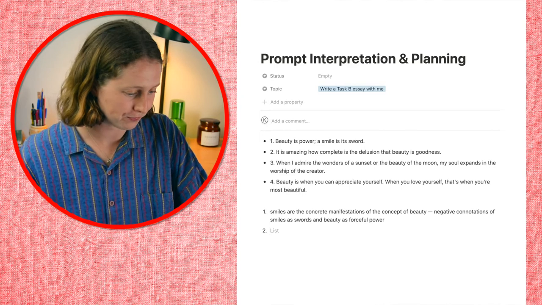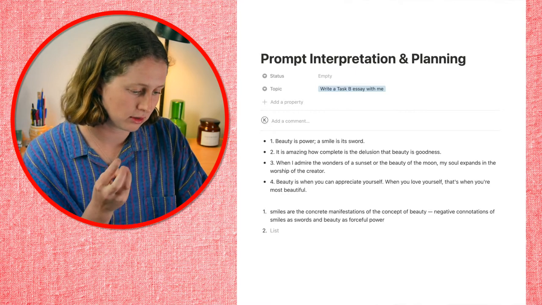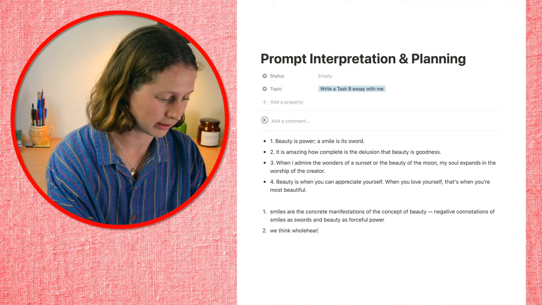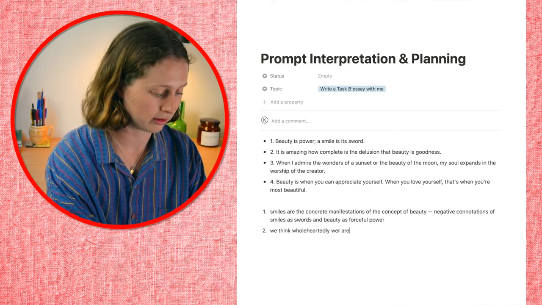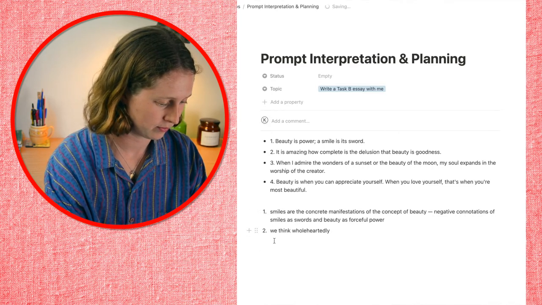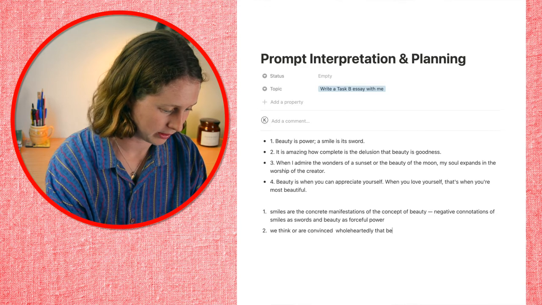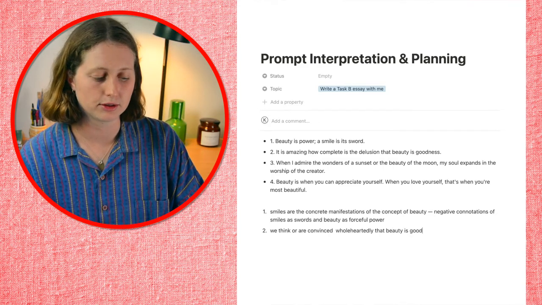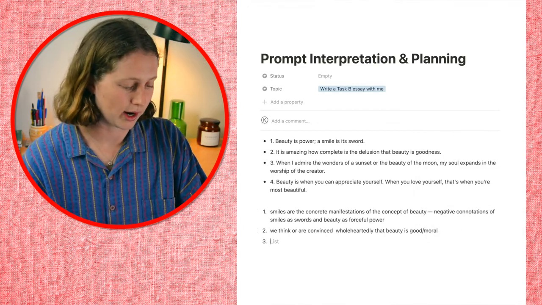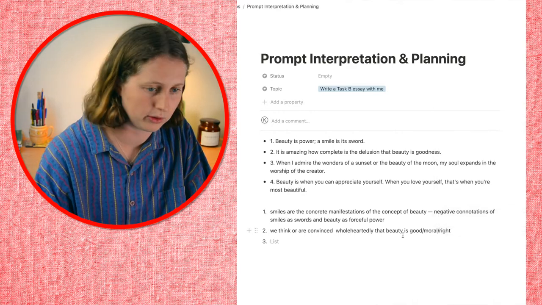Okay, the second one. It is amazing how complete is the delusion that beauty is goodness. How complete is the delusion? Okay, so we are convinced wholeheartedly that beauty is good, and goodness has moral connotations to it, so I'll just put moral there. Beauty is right maybe, whereas ugliness is wrong, or non-beauty is wrong.